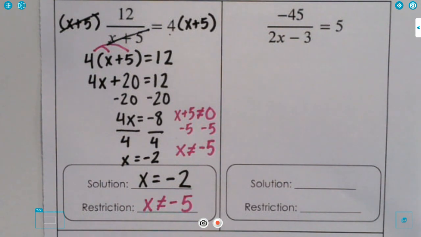Any questions about that problem and solving that or its restriction?